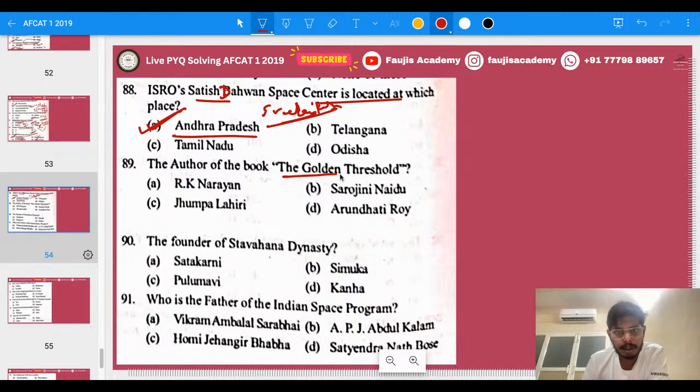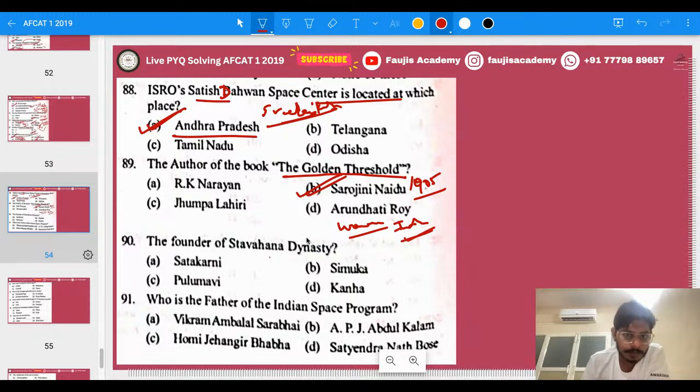Okay, the Golden Threshold. The Golden Threshold was a book which was written by Sarojini Naidu in the year 1905, in which she talks about being a woman, and how is the life of women in India in a patriarchal society.